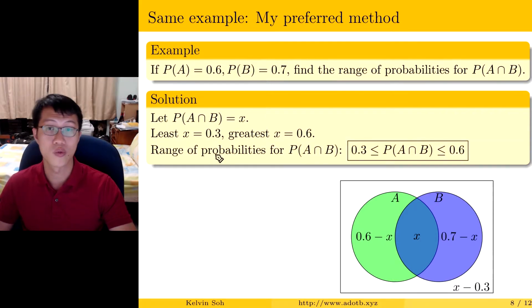This allows us to come up with the answer, which is the same as we found earlier using method 1, that the probability of A intersect B is between 0.3 and 0.6. So this second method can be a bit tedious, but I find it a bit more systematic, where we just slowly try to fill in the entire Venn diagram using algebra and unknowns if we have to.